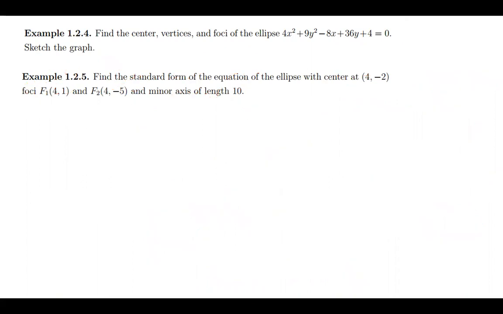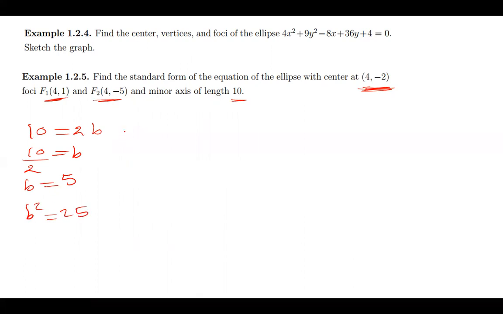Okay, so this is the other question. They're asking us to find the standard form of the equation of the ellipse with the center 4, -2, and then the foci are also given. So the center has been given to be this, and then the foci, we have F1 there and F2 there. We also have the length of the minor axis to be 10. We know that the length of the minor axis is given by 2b. So meaning the value of b here has been found. b will just be equal to 10 divided by 2. So the value of b is equal to 5, meaning our b squared will be 25.